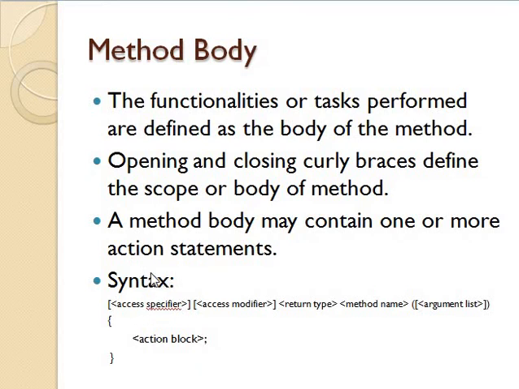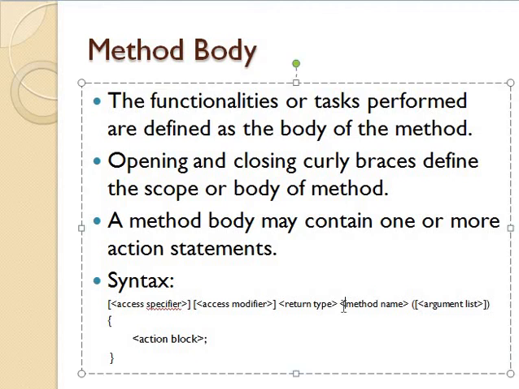Now see the syntax. A method is identified by its method name. Then it can have parameters. We call these parameters as arguments. These parameters are optional. Then a method can also have its return type. I will be explaining you about this in the next slide.